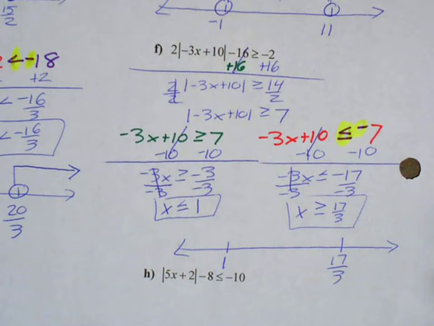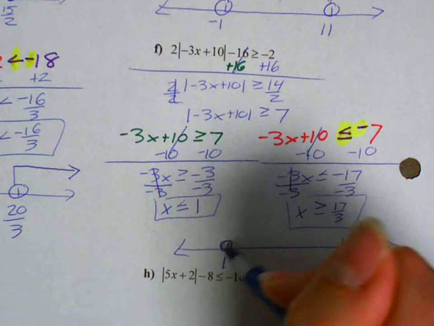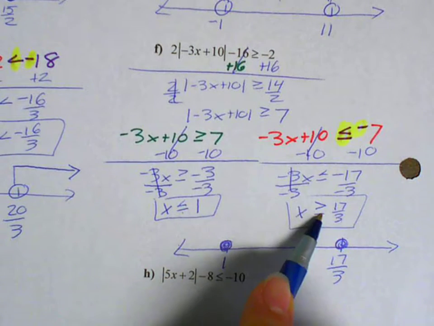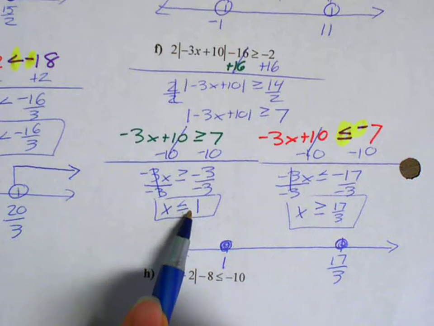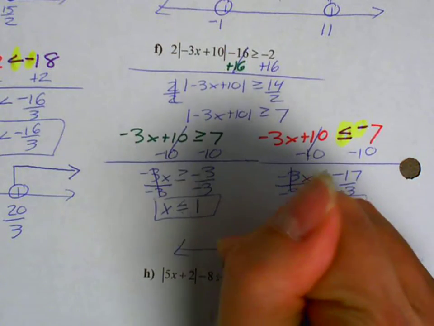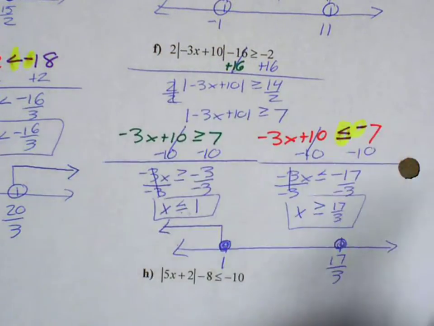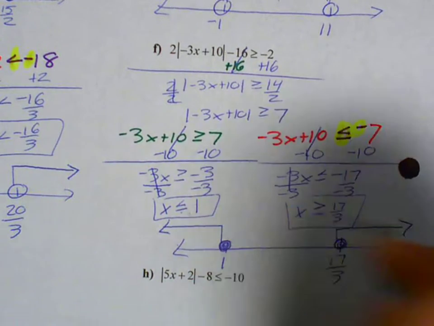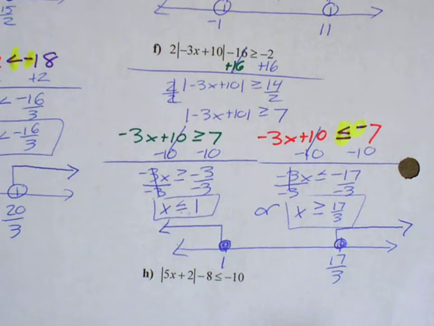5 point something. All right, I have closed circles, right, because I have that or equal to here. So less than 1. Less than 1 means I'm going to the left. Greater than 17/3 means I'm going toward the right. This is an OR inequality.